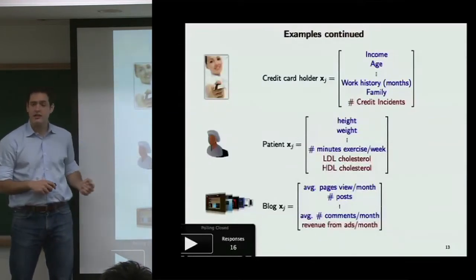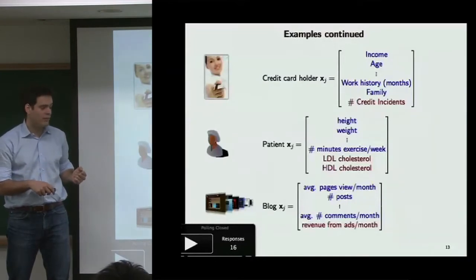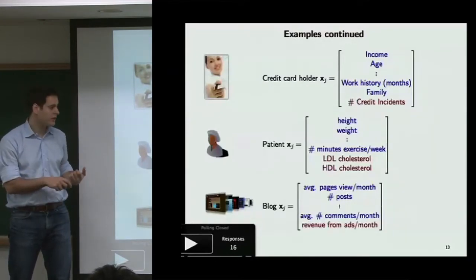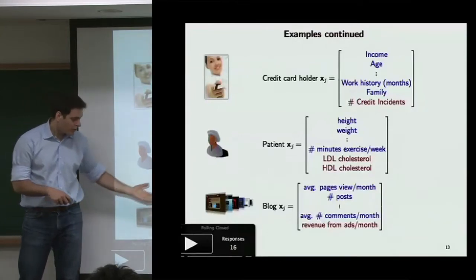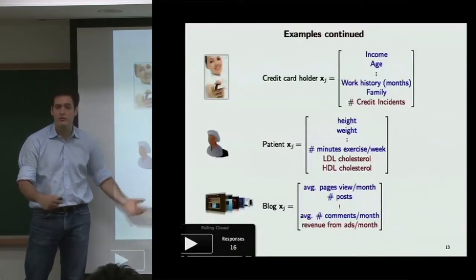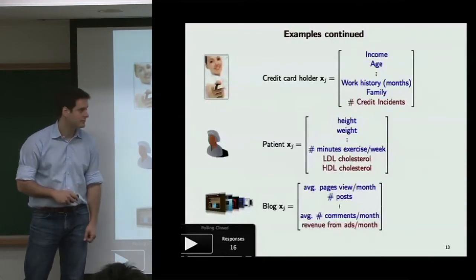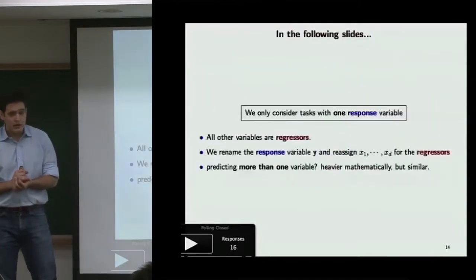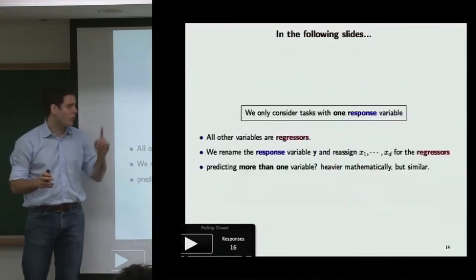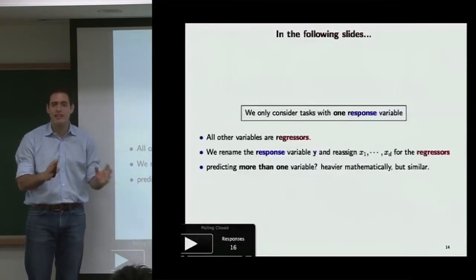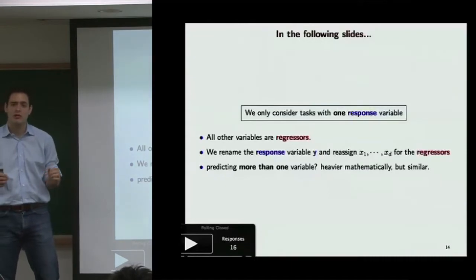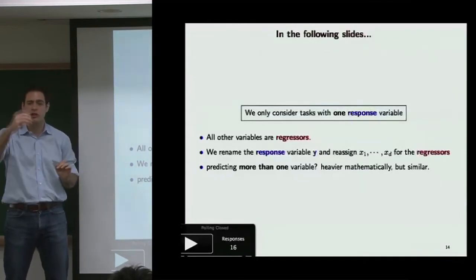In medicine, you might want to predict some variables which are hard to measure using easy to measure variables. And then for the blog, of course, you might want to predict the revenue using everything else. Okay? So in the following slides, we will only use one response variable. This is, I would say, even the vanilla regression setting where you only want to predict one number using a lot of numbers.